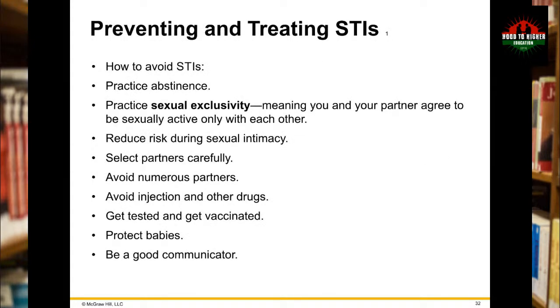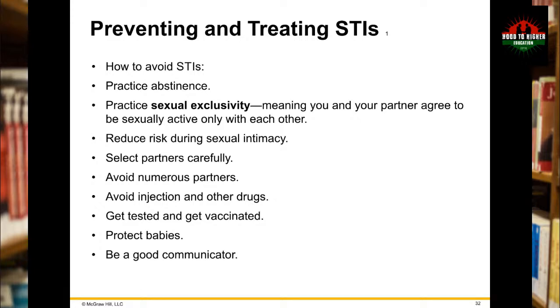Now, preventing and treating STIs. How to avoid STIs: practice abstinence. That doesn't work for some people, but practice sexual exclusivity, meaning you and your partner agree to be sexually active only with one another. This is what happens in a relationship, in a marriage, unless you have that conversation about the openness of an open relationship or marriage.